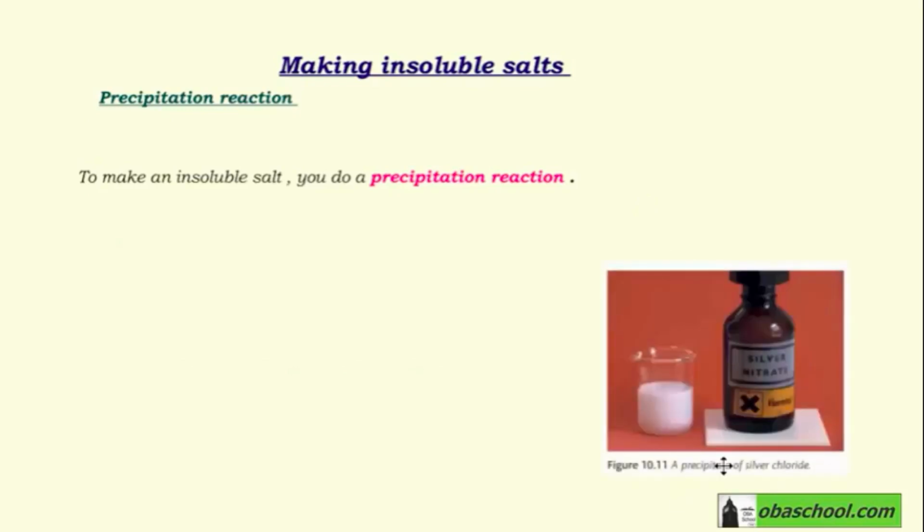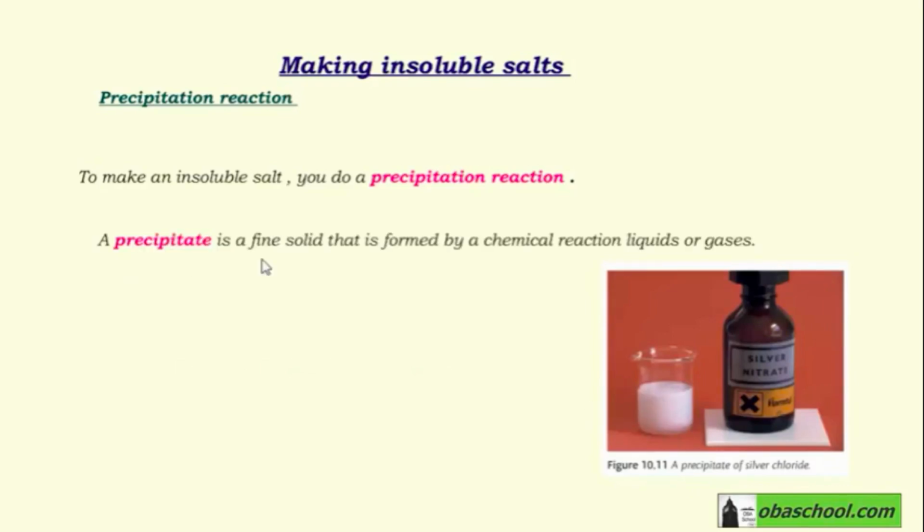So as you can see here, we have a precipitation of silver chloride. A precipitate is a fine solid that is formed by a chemical reaction, in liquids or gases. For example, here we obtained a precipitate of a white color. The silver chloride here is obtained from the reaction between silver nitrate and sodium chloride.